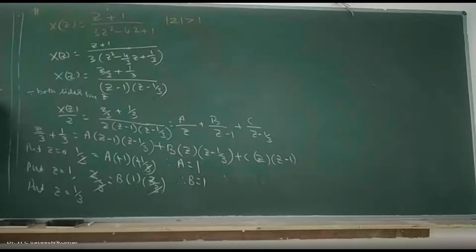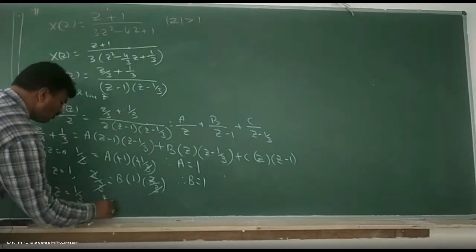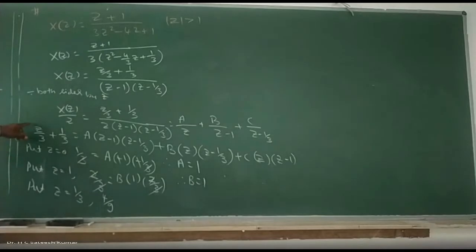1 plus 3, 4 by 9. So you will get, on the left hand side, 4 by 9. That is 1 by 9 plus 1 by 3 is 4 by 9. So 4 by 9. Okay, right.